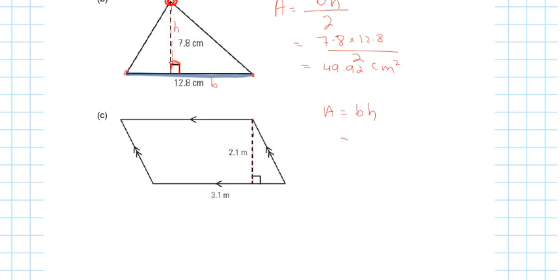And then I have the same unit, so I can just simply do 3.1 times 2.1, and what do I get? 6.51. 6.51 meters squared. Do you guys know that you lose marks if you don't give me units? And if your unit is incorrect as well?